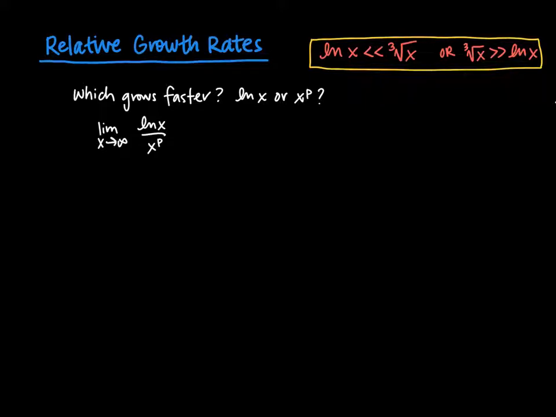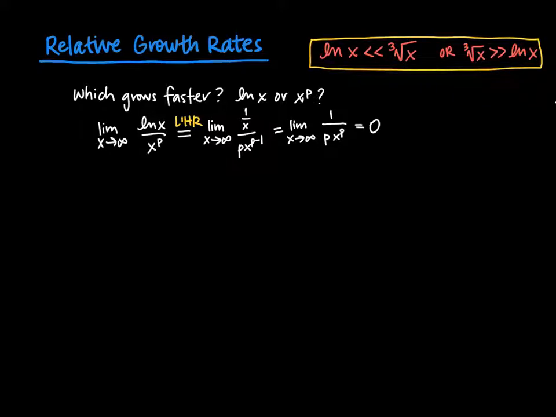Definitely need L'Hopital's rule because this is an infinity over infinity indeterminate form. Again, p is a positive number, right? So x to the p is a function that grows as x increases. I'm going to algebraically clean this up a little bit. We find that this is the limit as x goes to infinity of 1 over p times x to the p. And as x grows without bound, that limit is going to be 0, meaning that the denominator is growing faster and is eventually much, much larger than the numerator.